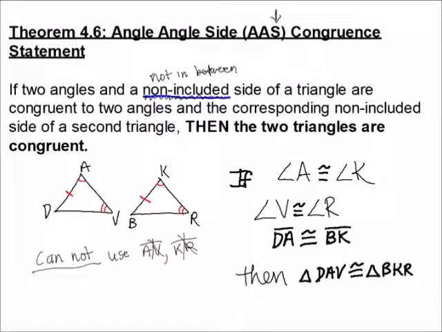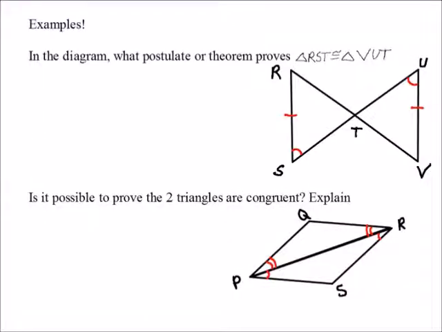Okay, give you a second to write this down. All right, let's get some examples going. In this diagram right here, what postulate or theorem proves triangle RST is congruent to triangle VUT? Well, what's given? They give you that angle S is congruent to angle U. Okay, we know that. And then we know that side RS is congruent to UV.